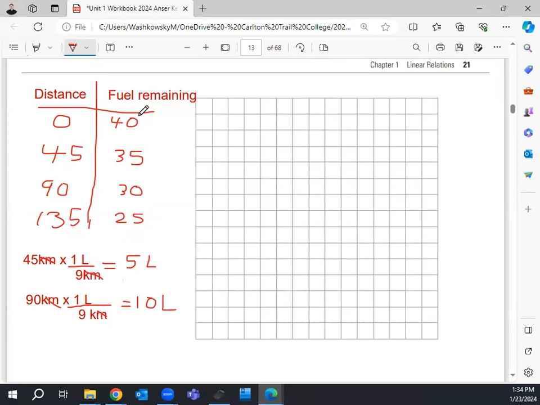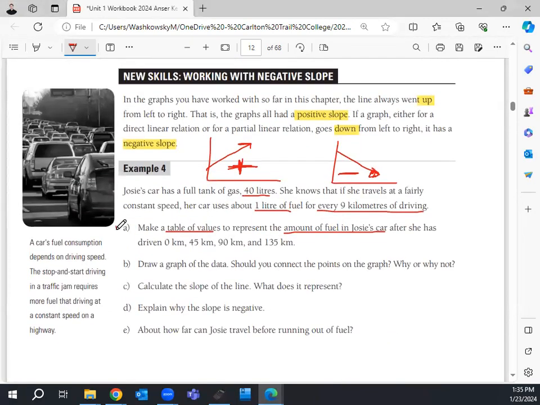And our fuel remaining here, you can probably already see the pattern, right? You can see that, oh, every 45 kilometers this person drives, they lose 5 liters of fuel, right? You've seen the pattern now. You could probably already identify what the slope might be. But so I've done my table of values, and that's check for question A.